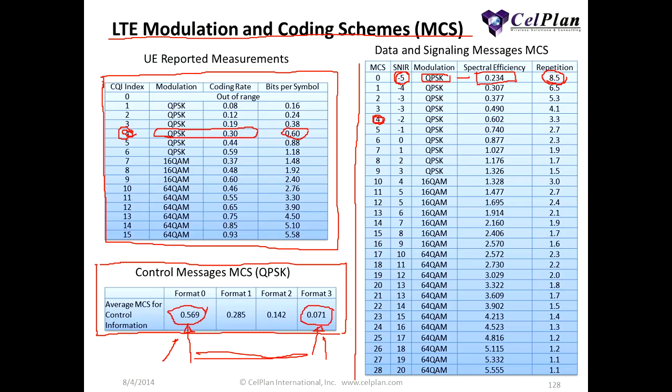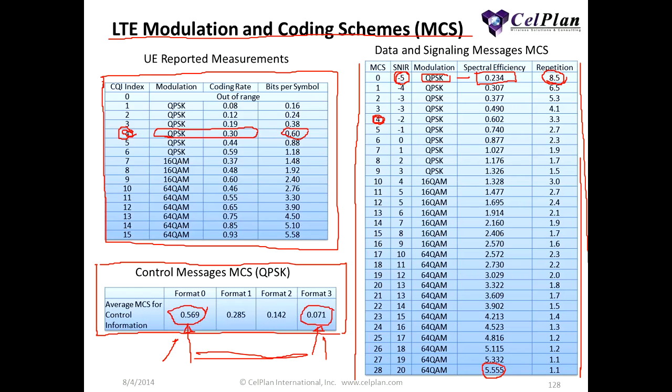So that's why for the traffic part, the modulation schemes are much higher. We have even here one that uses 5.55 bits per symbol. So we go from 0.2 to 5. There is a variation here of 25 times in capacity.